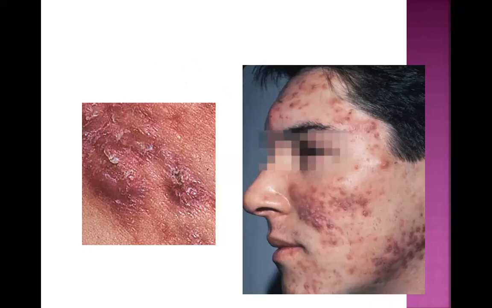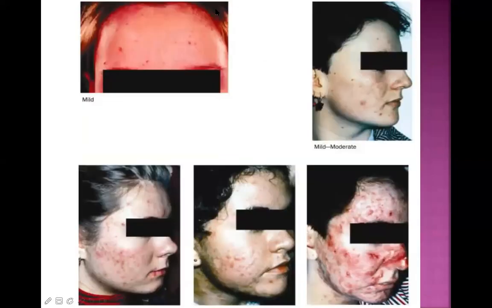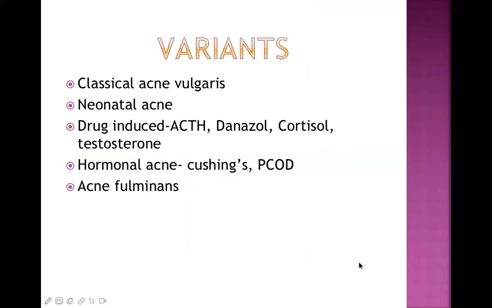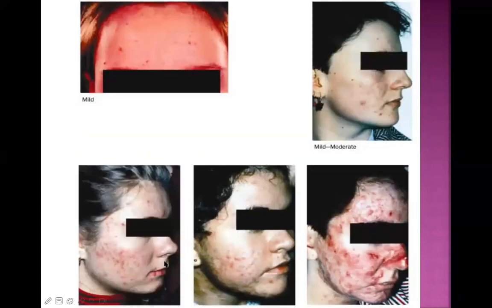Okay, now let's move on. Now look at this picture, these are the different forms of acne. In one slide, all types of stages are shown. This is mild one. This is mild to moderate, still not that bad looking. But these three, this is the worst actually. This is the worst one, and these other two are also moderate to severe. So these are the different clinical features of acne vulgaris.